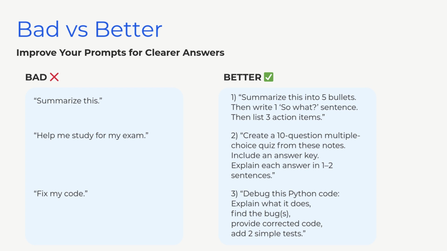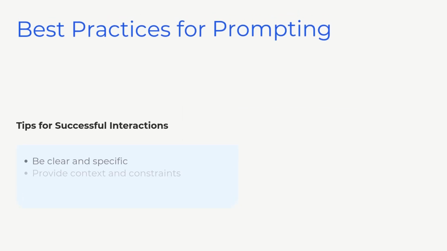Now watch the better versions. One, summarize into 5 bullets, add a so what sentence, then 3 action items. Two, turn notes into a 10-question multiple-choice quiz, include an answer key, and explain each answer in 1 to 2 sentences. Three, debug Python. Explain what it does, find the bugs, provide corrected code, and add 2 simple tests. Same AI, completely different output.